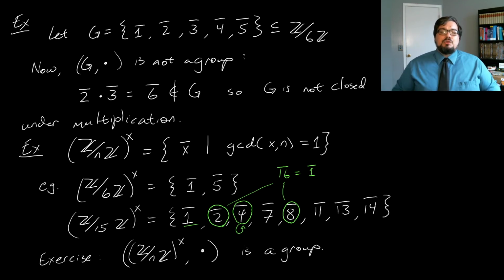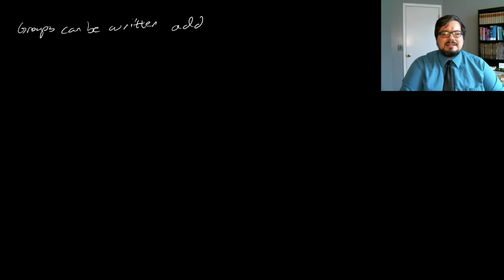All right, we're going to leave this here for a second, and we're going to move on to some more general properties of groups that some of them we've been using for a little bit, but we actually want to sit down and prove them and see where they come from. So first of all, I want to talk about how we can write groups. Groups can be written either additively or multiplicatively.